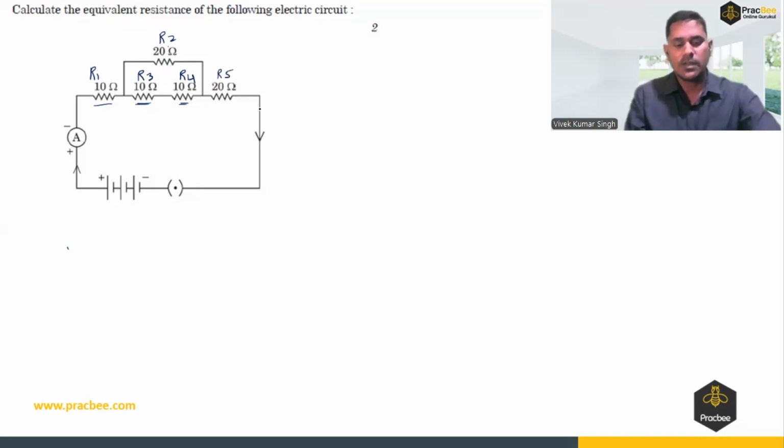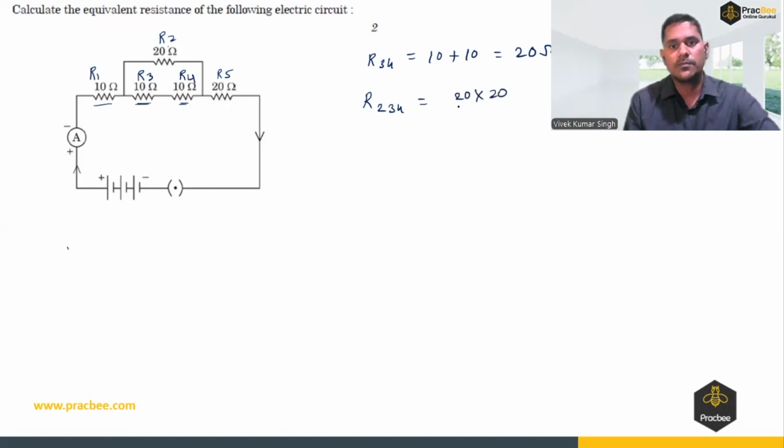First of all, let's find the equivalent resistance of R3, R4. So R3, R4 would be equal to 10 plus 10, which is 20 ohm, because they are in series. Now if you find the equivalent resistance of R2, 3, 4, it would be equal to 20 into 20 divided by 20 plus 20, which is 20 into 20 divided by 40, so it's 10 ohm.